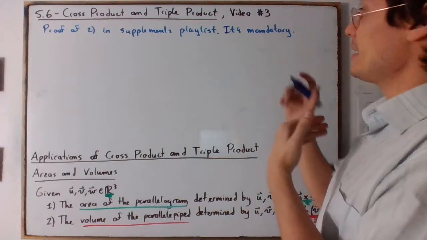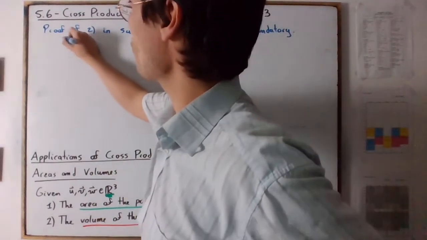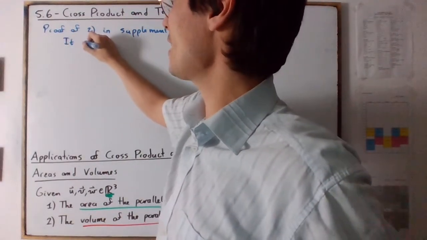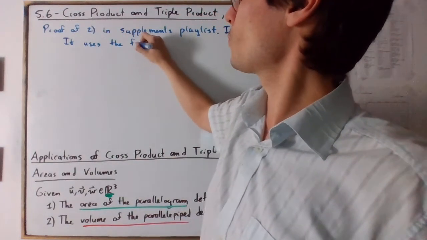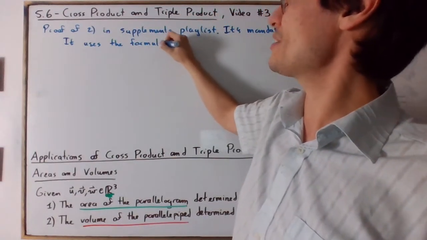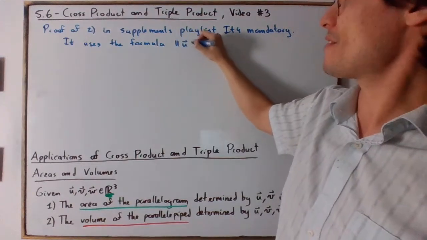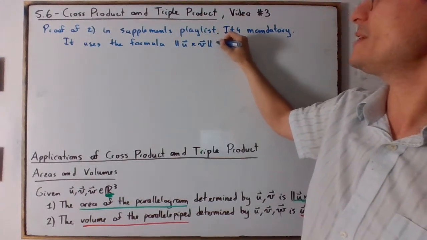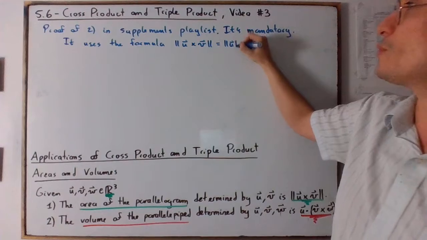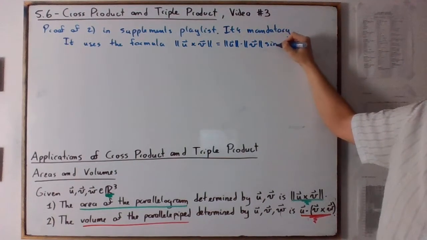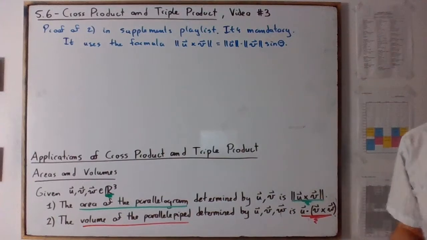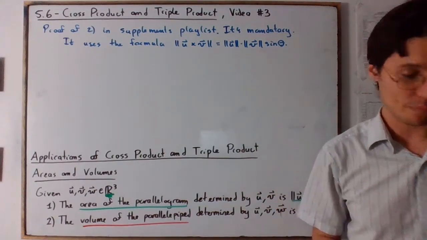If you want to actually try it yourself, it uses the formula that we saw in the previous video, the fact that the norm of u cross v is the norm of u multiplied by the norm of v times the sine of theta. So it uses that formula.